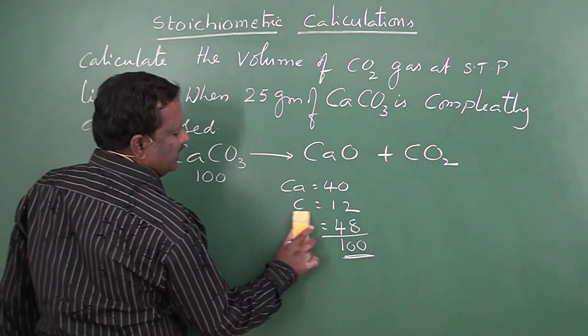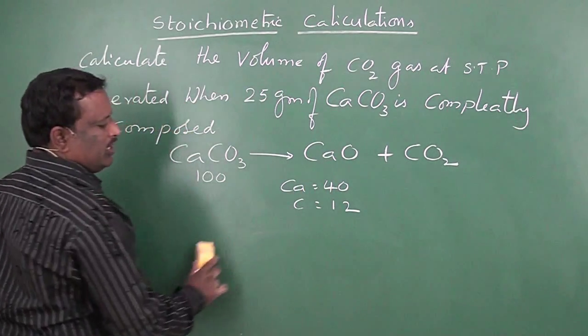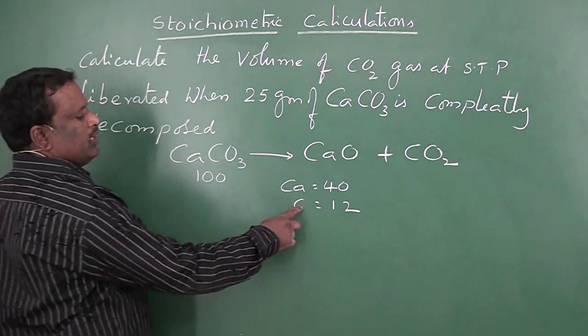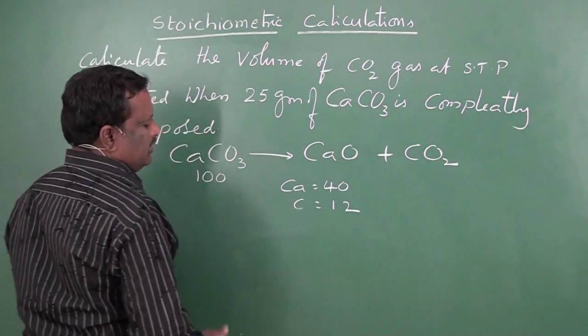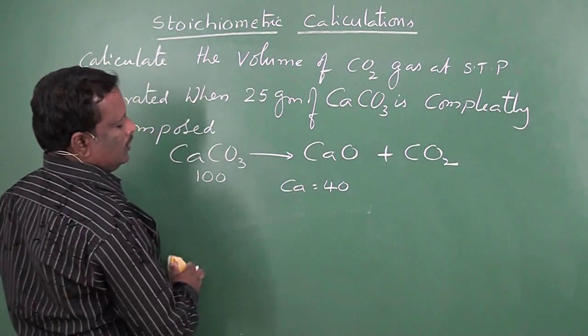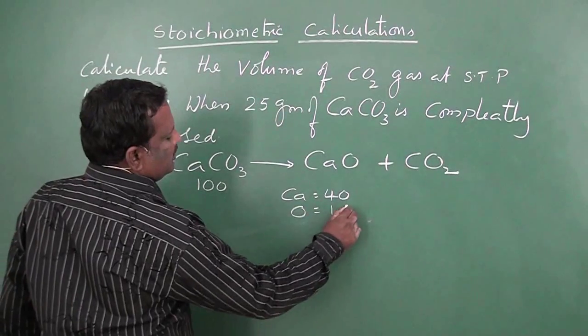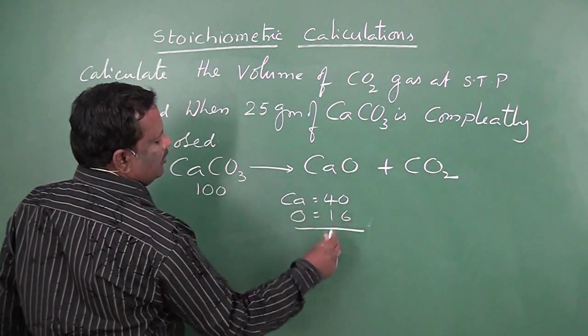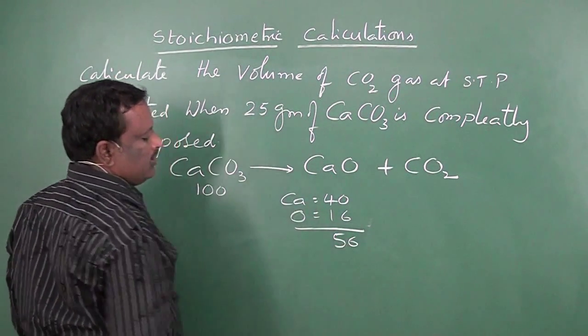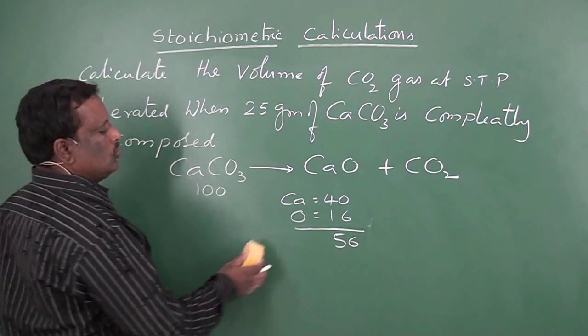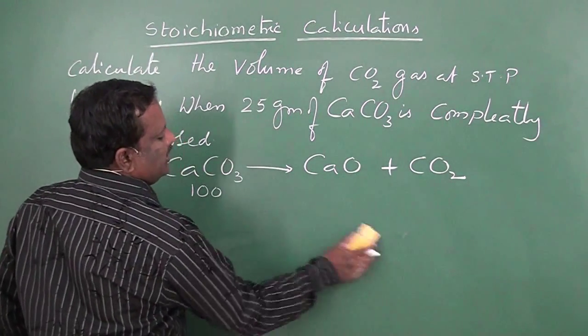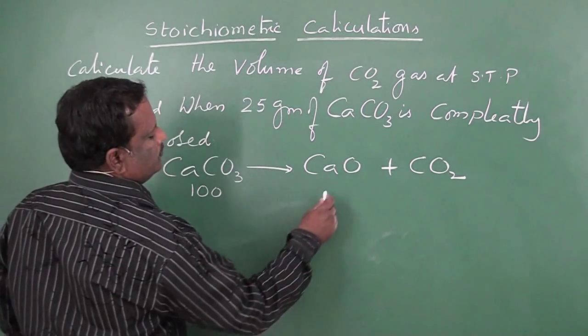Similarly, for calcium oxide, calcium is 40, oxygen is 16. So calcium oxide molecular weight is 56.